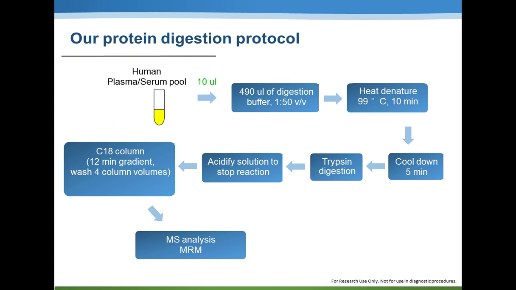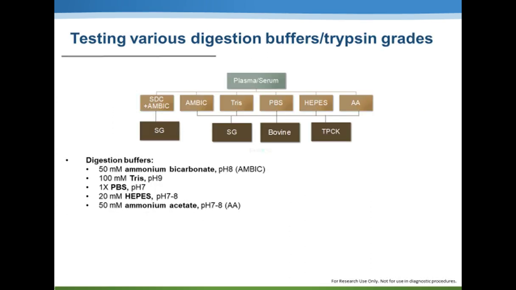And then denature at 99 degrees C for 10 minutes. Cool down for 5 minutes, and then add trypsin and incubate. And at the end, we stop the reaction by acidifying and inject the sample directly to a C18 column coupled to a mass spec.